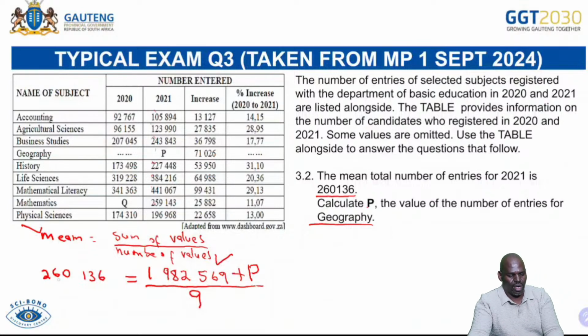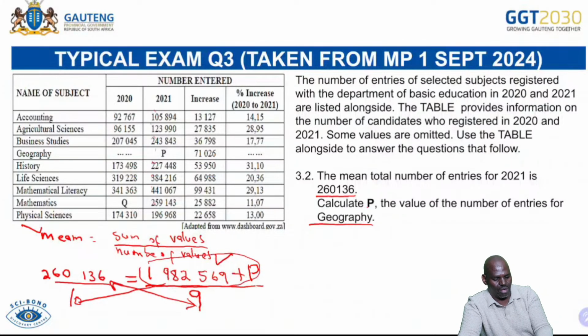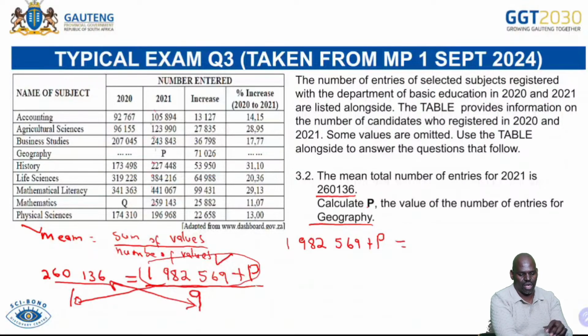So from this one, what I'm going to do is cross multiply. Remember the other one, we also cross multiplied. I take this and cross multiply with this one. If I multiply by 1, I will still get the same thing, 1,982,569. Then it's plus P.